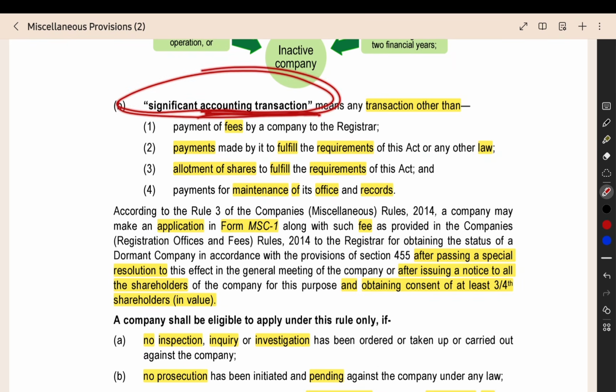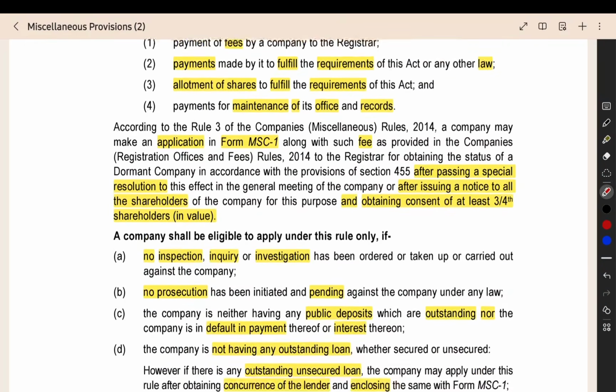No such transaction is there. Only the bare minimum necessary transactions you are doing, and that also to keep the company alive: to pay the fees, to do the allotment of shares, to maintain the registered office. That only you are doing. You are not doing any other transaction. Then you are called an inactive company.